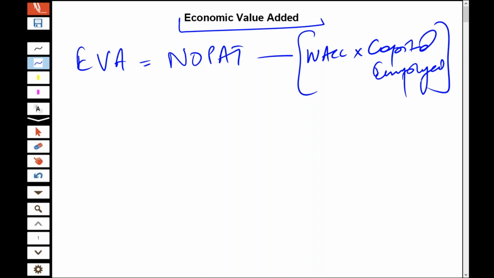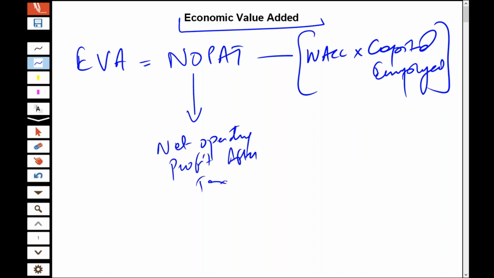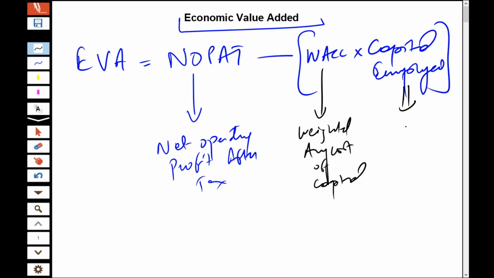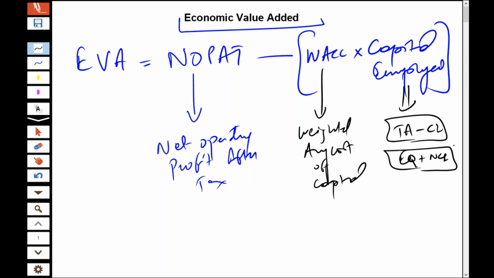employed. Now when we talk about this NOPAT, this NOPAT is actually net operating profit after tax, and the WACC is your weighted average cost of capital. And then you've got this capital employed, which is simply the total assets minus current liabilities, or you could do it like this, which is the equity plus non-current liabilities. That is all going to be considered as your capital employed.